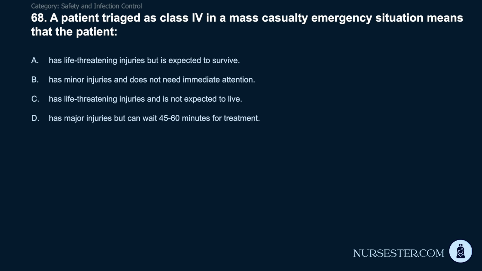68. A patient triaged as Class 4 in a mass casualty emergency situation means that the patient A. has life-threatening injuries but is expected to survive. B. has minor injuries and does not need immediate attention. C. has life-threatening injuries and is not expected to live. D. has major injuries but can wait 45 to 60 minutes for treatment.